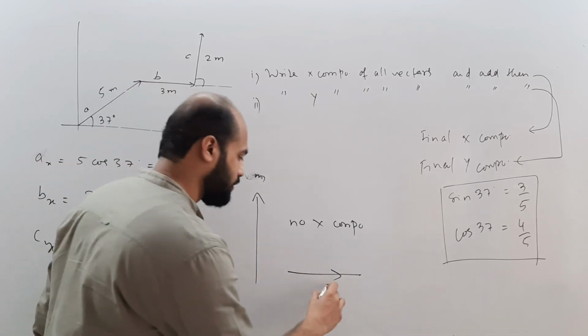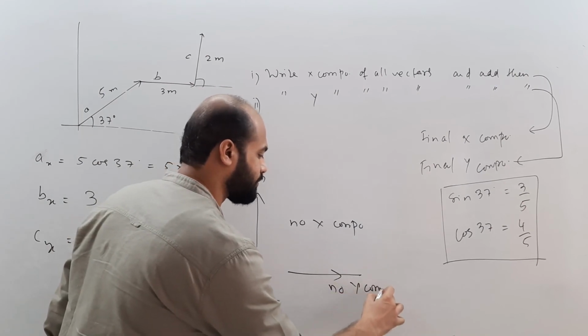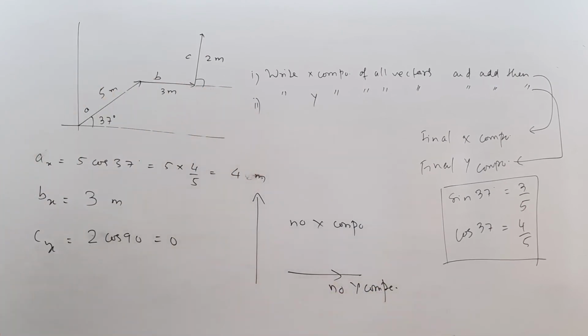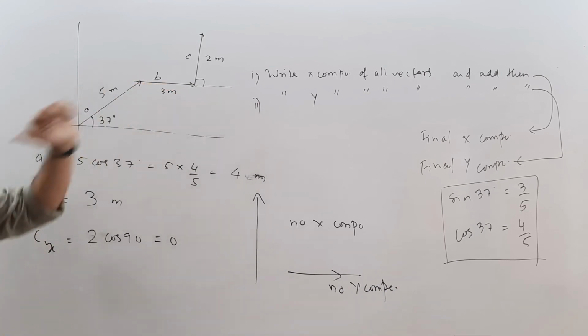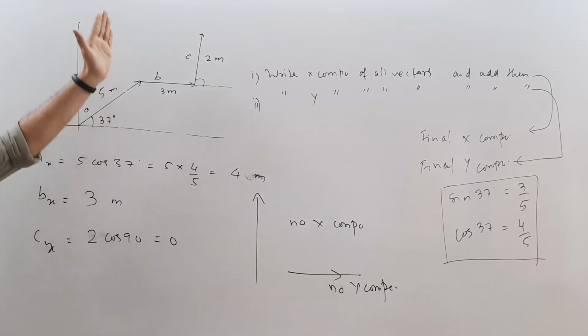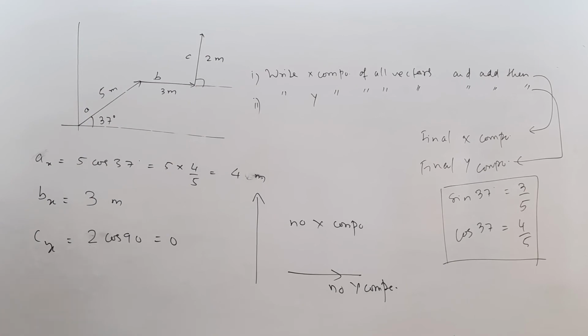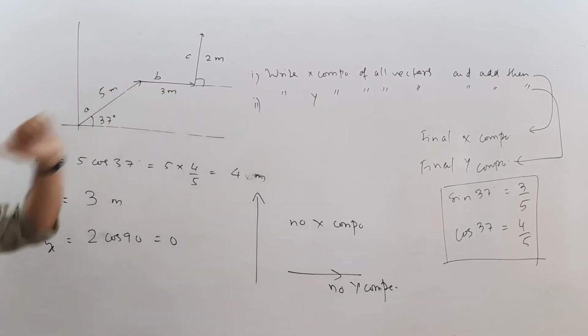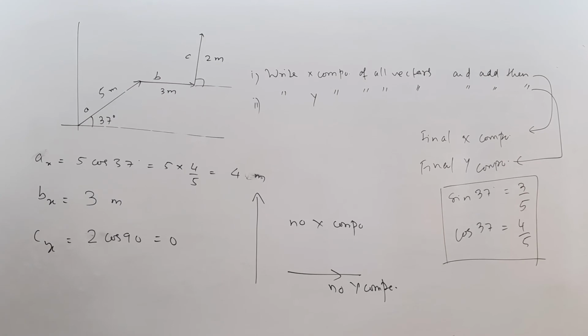So we can say no y component for this. A similar thing is happening with this vector also. You can write the x component of this as 3 cos 0 and the y component of this as 3 sin 0, which means that it is going to be 0 and the entire vector is along x-axis. So this is what it is. So the net x component is going to be this plus this plus this. It's going to be 7 meters. This is what we have understood.